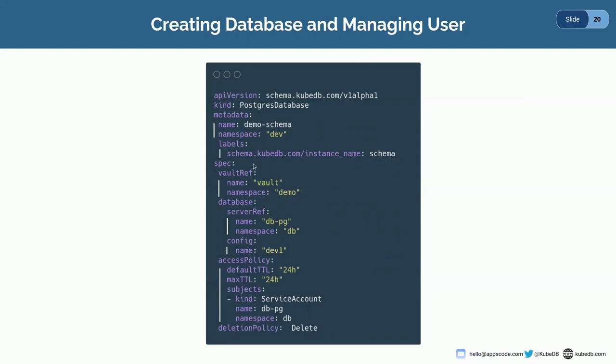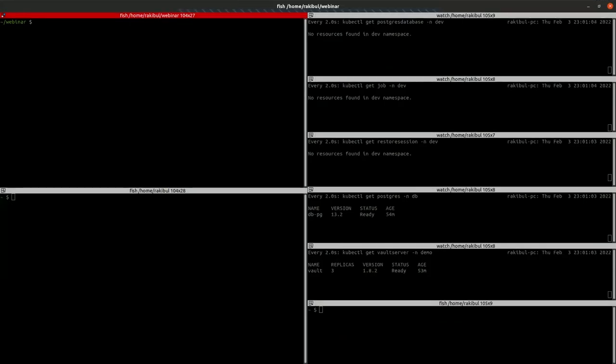And here we are referring the vault, and here in the server ref we are referring KubeDB, and in the config we are specifying the database name which will be created and assigned to a user, and here is the access policy, the default TTL and the max TTL, and the subject that will be used by KubeVault, and the deletion policy is delete. So let's dive into the sample.